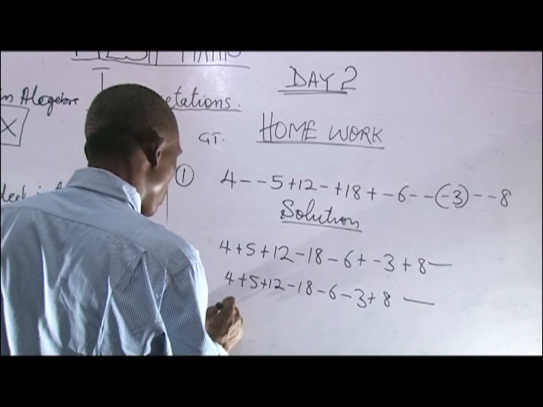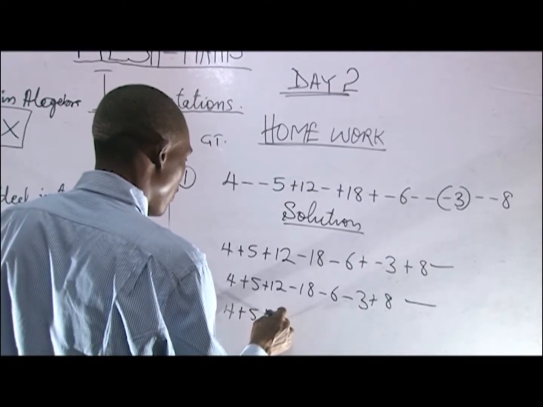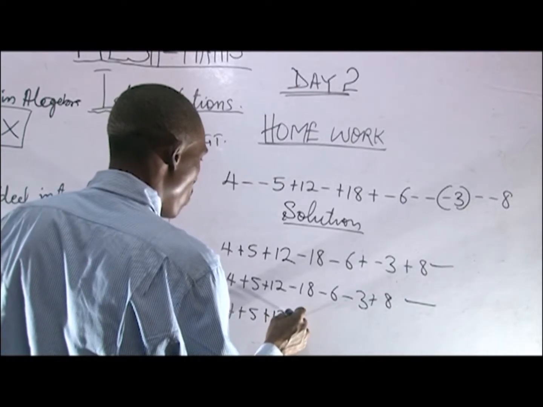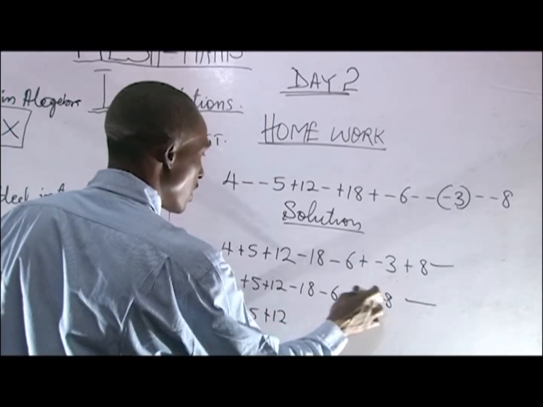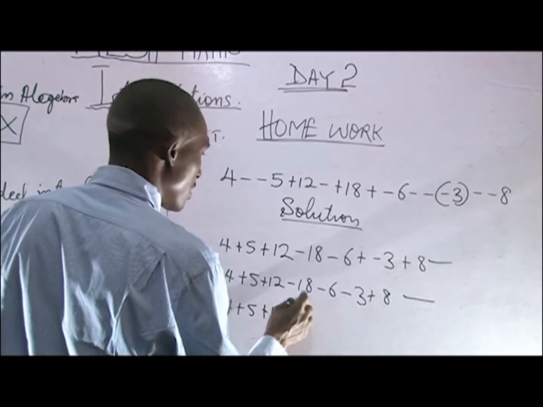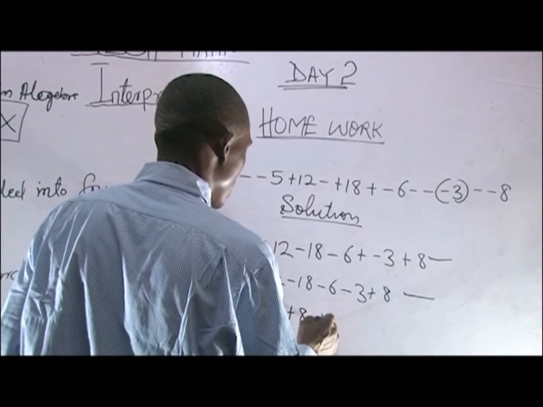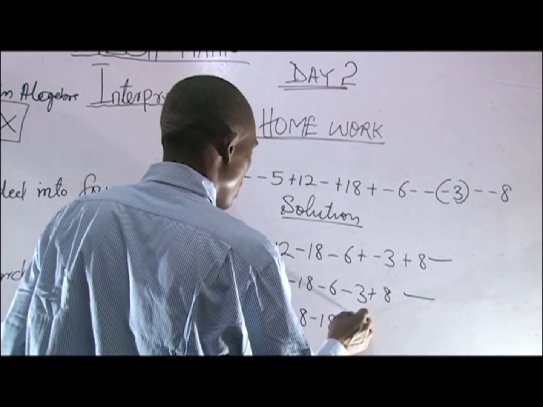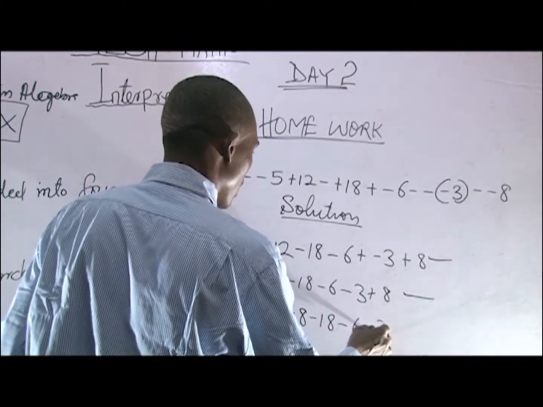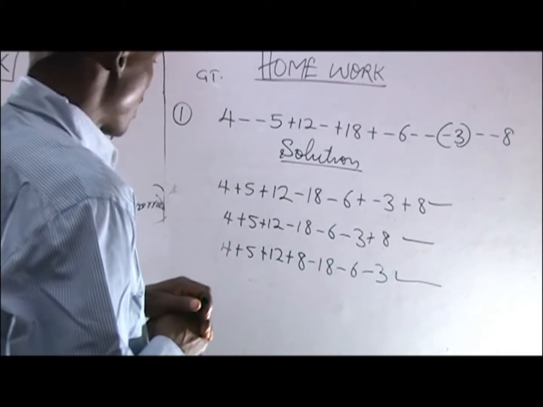So all the having come together. Having 4, having 5, having 12, oh sorry, the next having is having 8. That is end of having. So start with the first owing: owing 18, owing 6, owing 3. For this, we have gotten another mark.